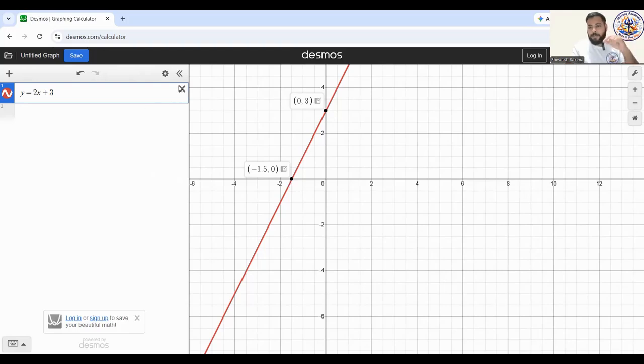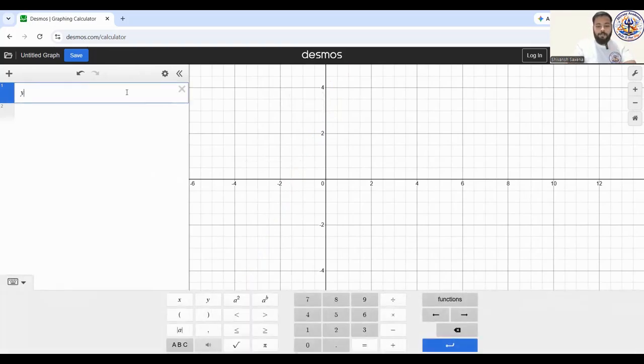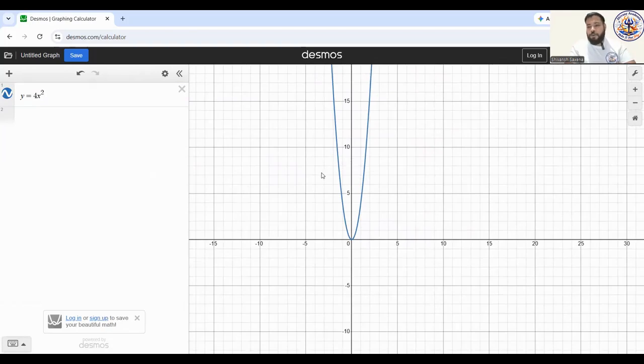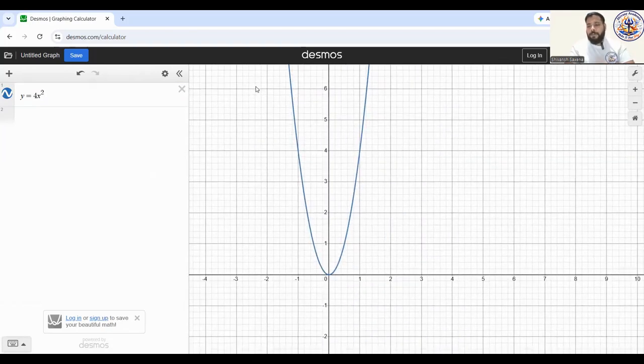Let's say I type another function, y equals 4x squared. Now I could see DESMOS has shown me the graph, the parabola for the equation y equals 4x squared, which is passing through the origin, because if I put x equals 0 in this equation, the output will come out to be 0. So it's a parabola facing upwards.